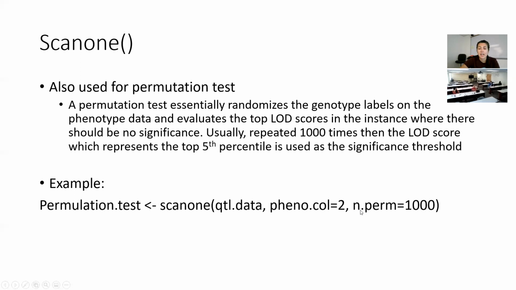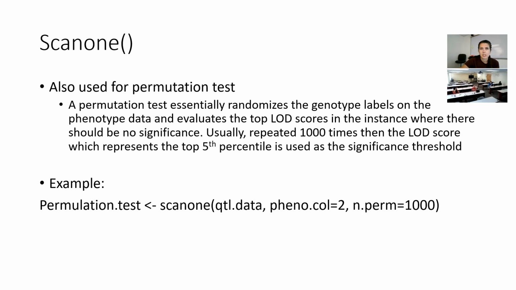And then just here at the end, you do n.perm, which basically stands for number of permutations. For a final permutation run, you can set it to 1,000. If you're doing some preliminary calculations, you can set it to like 100, because that'll be pretty close. But the final time where you want to know the actual permutation threshold, it's pretty standard to do it 1,000 times.